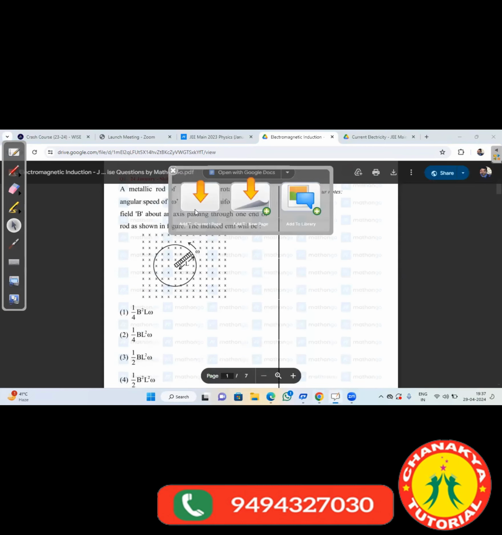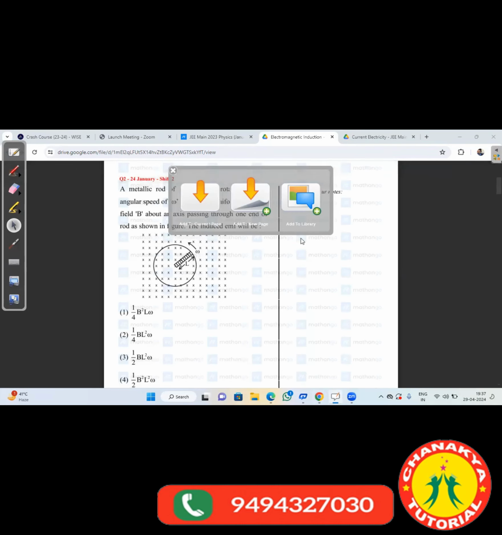We observe here that in this question, a metallic rod of length L is rotated at angular speed omega normal to the uniform magnetic field. Since the magnetic field is uniform, there will not be any change of the magnetic field. What we have to find is just the change of area. So we can write E is equal to B times dA by dt.